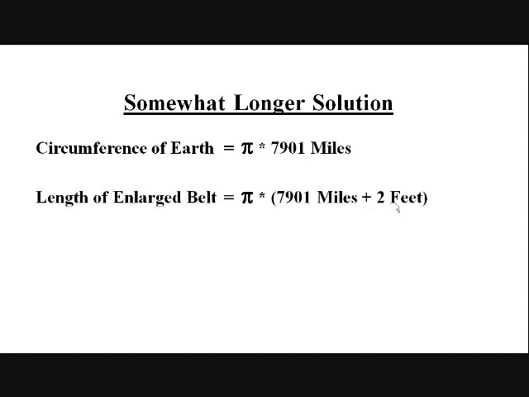The foot on the left, the foot on the right, like I showed you before. So it's pi times bigger than this whole quantity. And that's the same thing as being pi times bigger than this term plus pi times bigger than that term. It's the distributive property. So it's pi times bigger than 7,901 miles plus pi times bigger than the 2 feet.